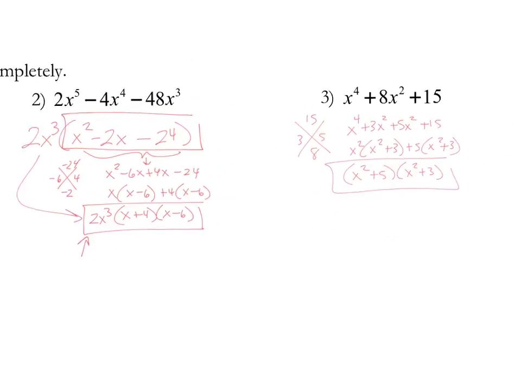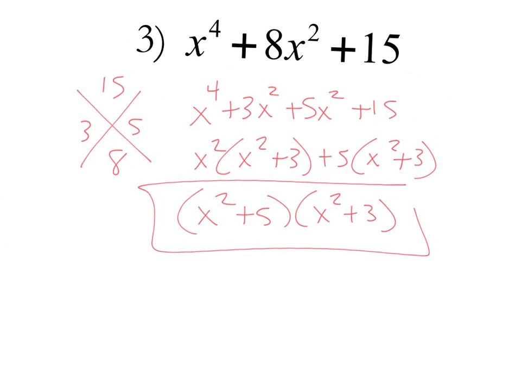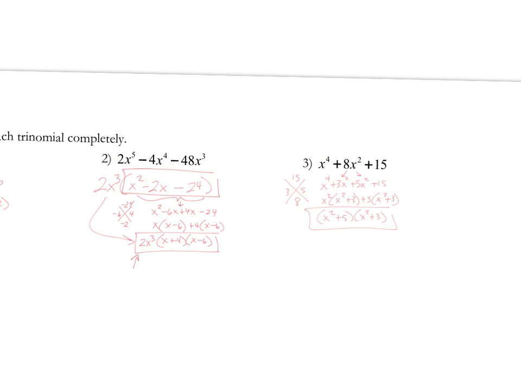Now the other one was difficult because it had x to the 4th and x squared. So when you split the middle, you got to think about it a little bit. It's not going to be 3x and 5x. It's going to be 3x squared and 5x squared. So if you didn't do that, it's possible you have the wrong answer. So your final answer should be x squared plus 5 times x squared plus 3. So look these two problems over. Talk at your tables. Talk with the sub if necessary. Try and make sure you understand how to do this before we go on to the next set.